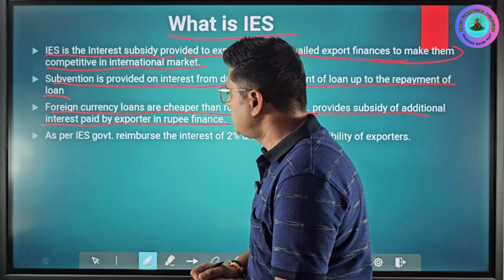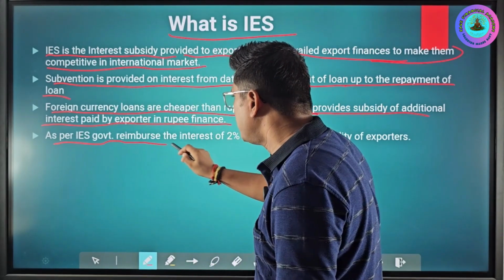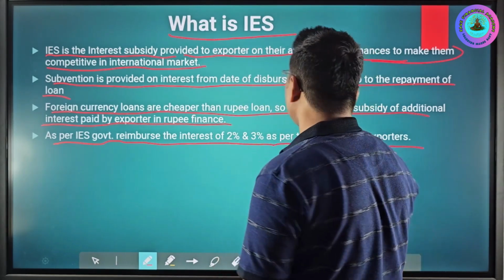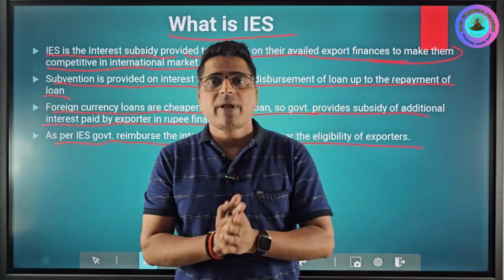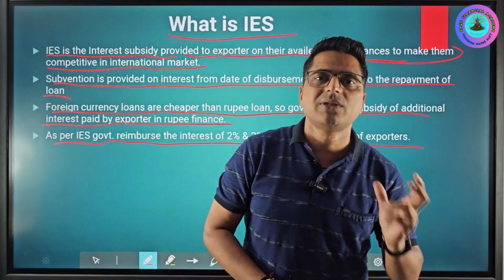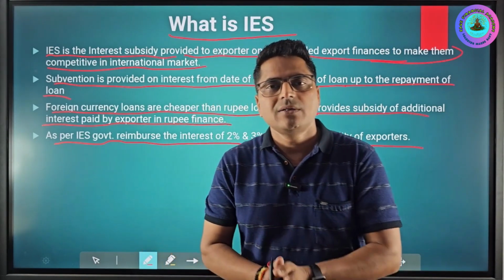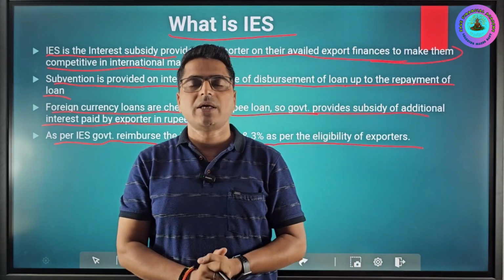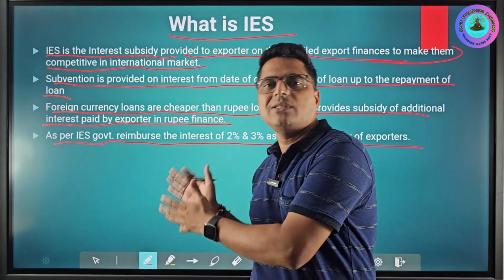As per the interest equalization scheme, the government reimburses interest of 2% and 3% as per the eligibility of the exporter. It means there are two brackets. In one bracket the government is reimbursing 2% of interest, and in another the government is reimbursing 3% of interest to exporters who are taking export finance in Indian rupees. We will discuss this as well.